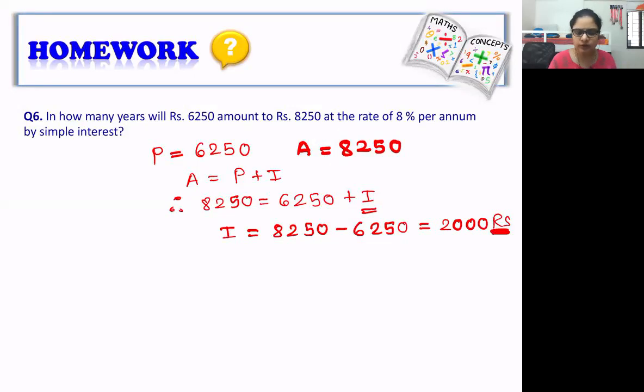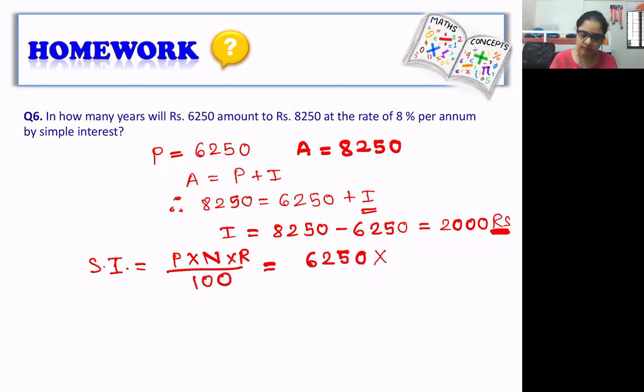We already know the formula for interest also. Simple interest. What is the formula for simple interest? Yes, Soham, what is the formula? P into N into R upon 100. Right? Do we know principal? Yes, we do. 6,250. Then N, we have to find out N, the number of years. And what is rate? It is 8% per annum. 8 divided by 100. And this is equal to 2,000 rupees.